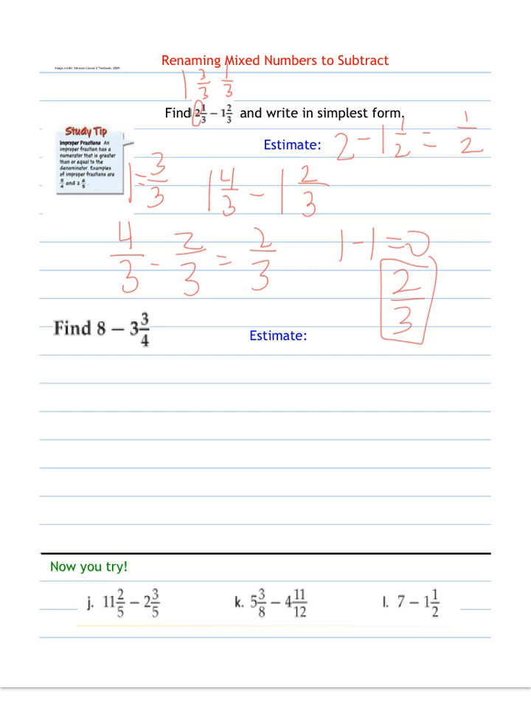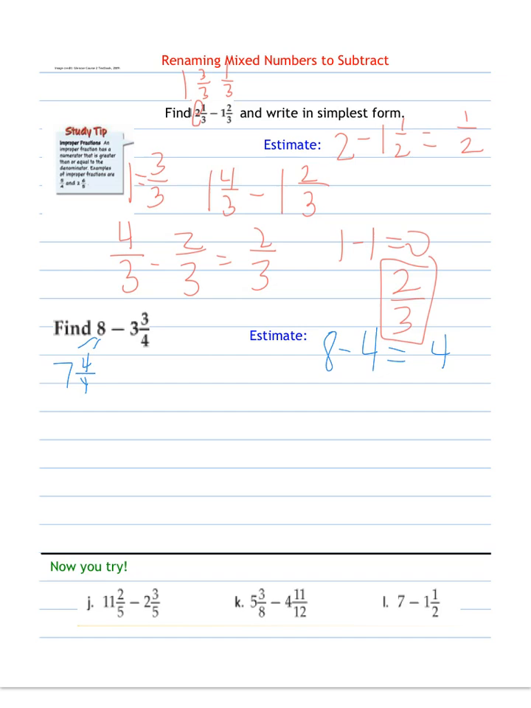Now we have 8 minus 3 3/4. Let's start with our estimate. 3 3/4 is close to 4, so 8 minus 4 is 4, so our answer should be somewhere around there. Now, when we are looking at this 8, we don't have another part of a fraction, so we just have the whole number. So I'm going to turn this 8 into 7 4/4. So I just split this into 7 4/4. So I took one whole of the 8 and made it into a fraction. And I'm using fourths because on our other part we have 3/4.